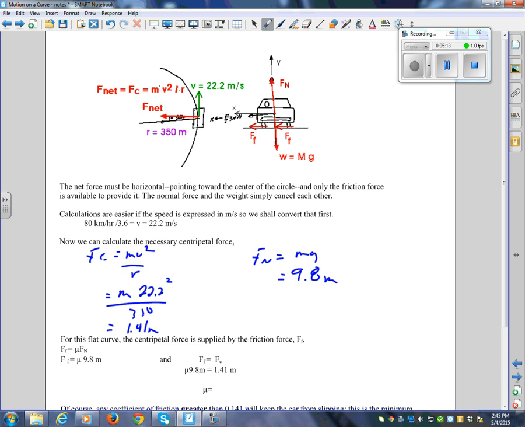Right? Everybody with me so far? More or less? Where did this FC come from?